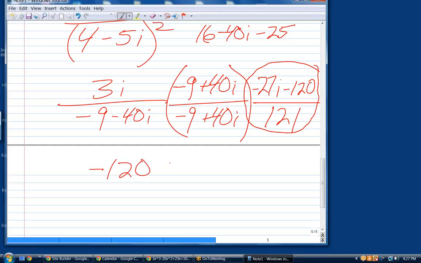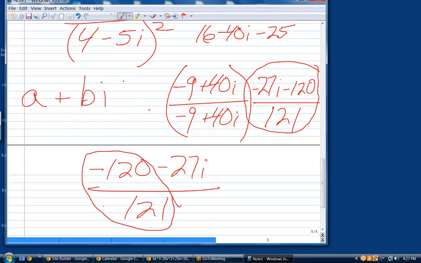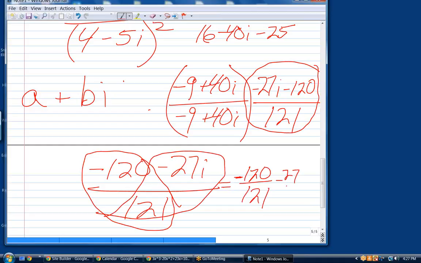Yes. Okay, so here's what our answer was. And to get it into a plus bi format, we're going to separate this into 2 fractions. There's the real part, there's the imaginary part. So it becomes minus 120 over 121 minus 27 over 121 i. And there's your perfect form for the answer.